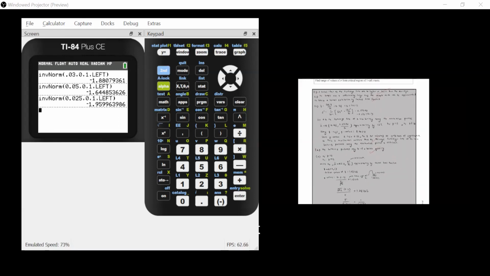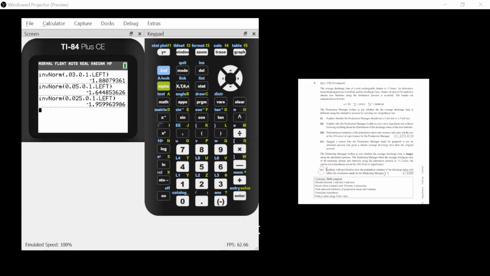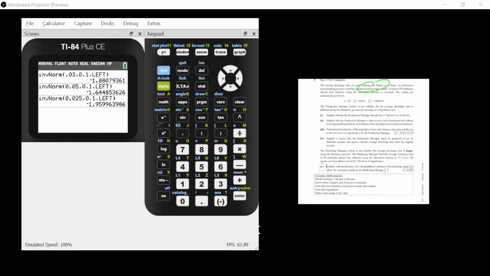Okay, let me see first. Average discharge time of a new rechargeable battery is 13 hours. Alternative manufacturing process is 12. Discharge time P hours of each of 50 randomly chosen new batteries using alternative process is then recorded. New data is found. Results are summarized as the following things. Production manager wishes to test whether the average discharge time is different using the alternative process by carrying out a hypothesis test. Explain whether the production manager should use one tail test or two tail tests.